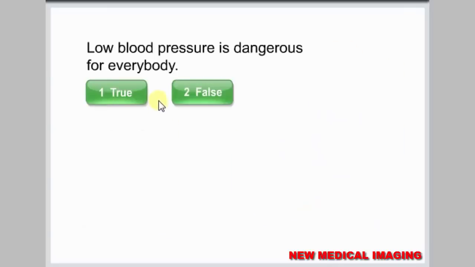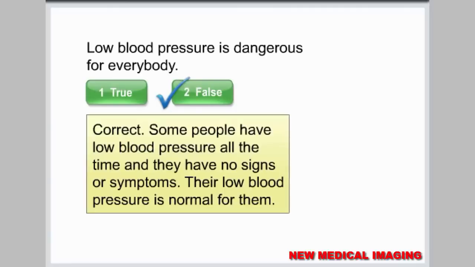Low blood pressure is dangerous for everybody. Select true or false. Correct. Some people have low blood pressure all the time and they have no signs or symptoms. Their low blood pressure is normal for them.